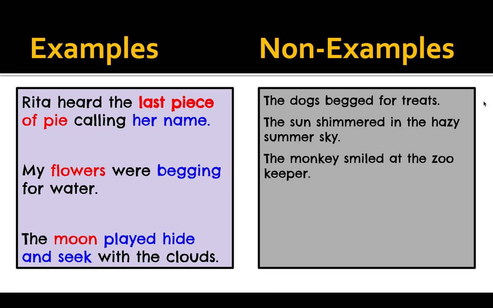I wanted to show you these examples over here, the non-examples about the dogs begged for treats. Over here for flowers begging, that was personification. We want to be careful with animals like dogs and monkeys. Sometimes they're personified. Sometimes they're just being an animal. Like dogs can beg. We've all seen that. And monkeys can smile. So that is not personification if animals can do that thing. However, if you said something about the monkeys held a conference and debated the merit of the banana peel, holding conferences and debating are something humans do.